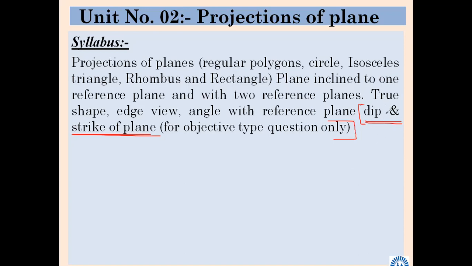This concept is similar to our grade and bearing. What is grade? In short, we are calling it theta. Another name of theta is given in terms of grade. What is bearing? Indirectly beta, because beta is always with the horizontal, but bearing is given with the vertical. So a similar concept is there, dip and strike of a plane, same concept. So that is also very easy.